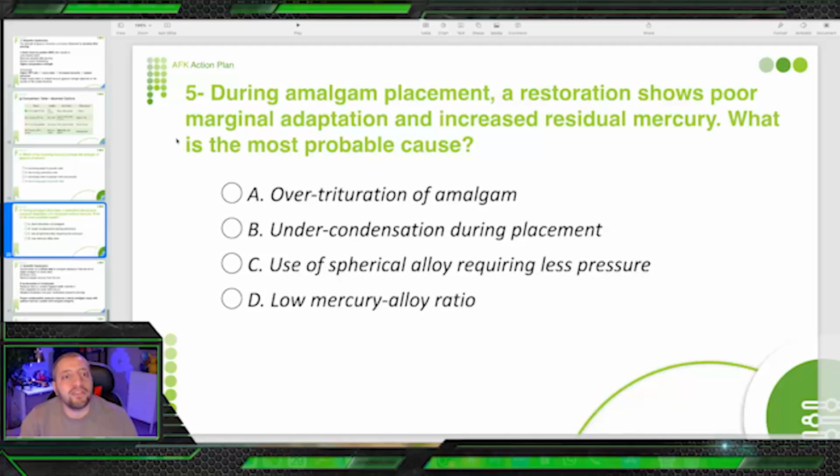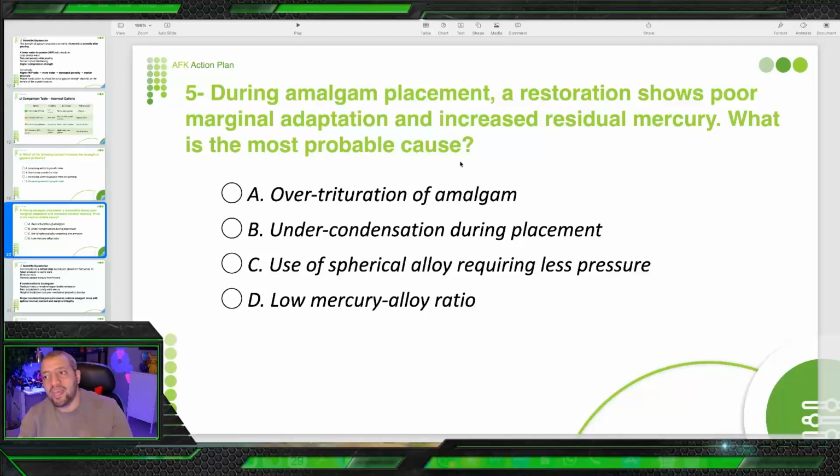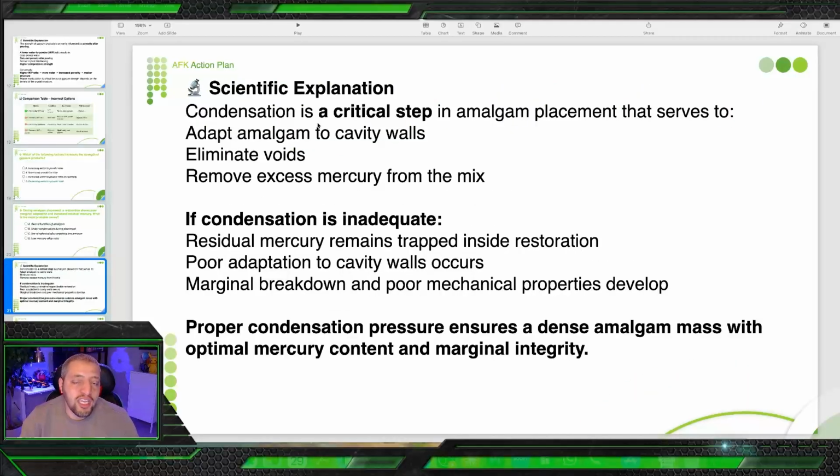Next and final question for today. During amalgam placement, a restoration shows poor marginal adaptation and increased residual mercury. What is the most probable cause? So we end up with poor adaptation and increased residual mercury. What is the cause? Over trituration of amalgam, under condensation during placement, use of a spherical alloy requiring less pressure, low mercury alloy ratio. So condensation here is the one to play.